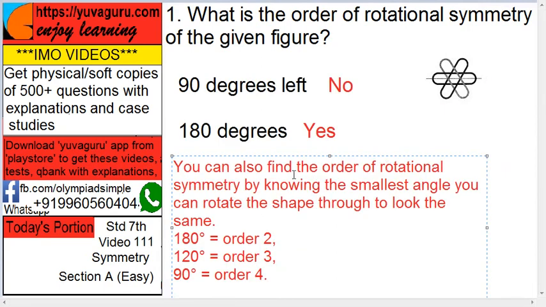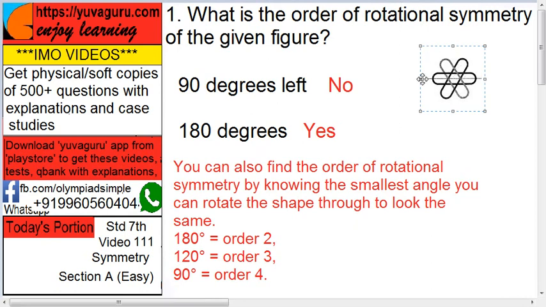Now how to find the rotational symmetry of this figure? You can find the order of rotational symmetry by knowing the smallest angle you can rotate the shape through to look the same. This is the figure. Through which lowest angle can I rotate it so that it looks the same?